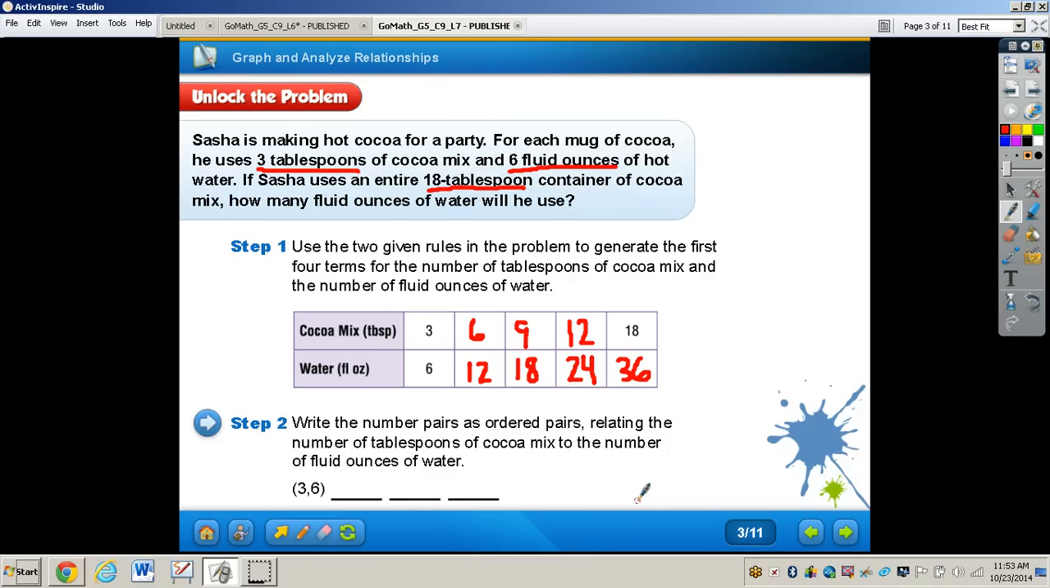relating the number of tablespoons of cocoa mix to the number of fluid ounces of water. So we have 3 and 6, and then after this, 6 and 12. Write these as ordered pairs. 9 and 18. 12 and 24. Oops, that's 40. It should be 24 there. Erase that. 12 and 24. These are the first 4 terms for the tablespoons of cocoa mix and ounces of water.